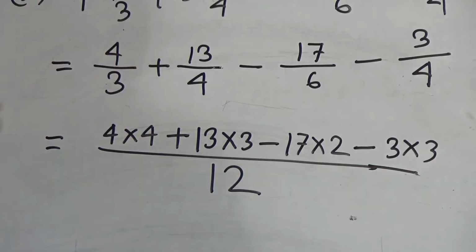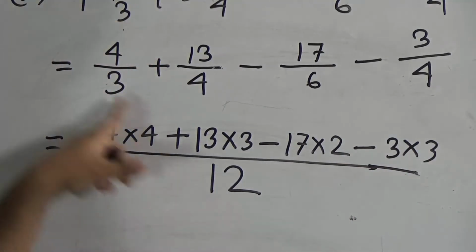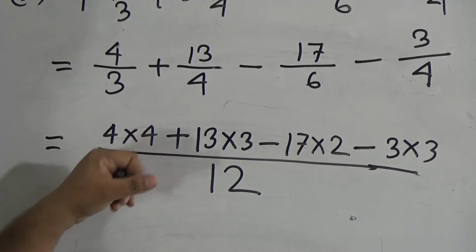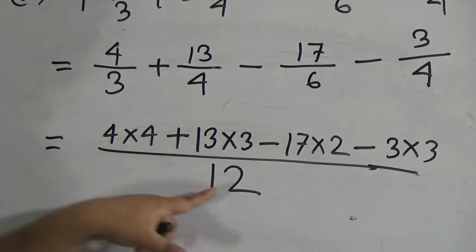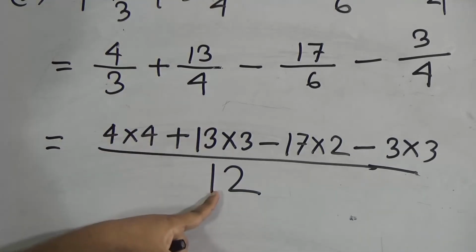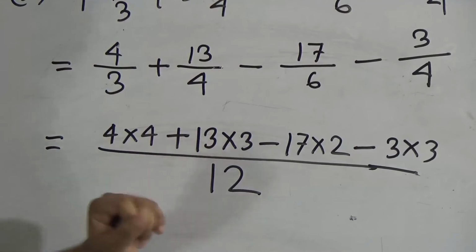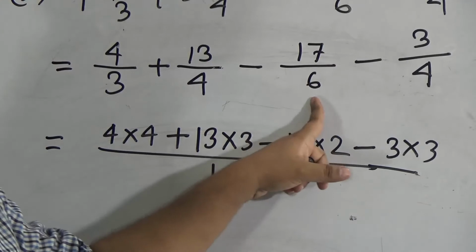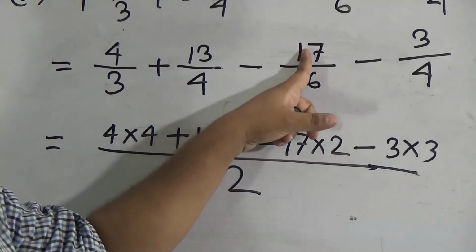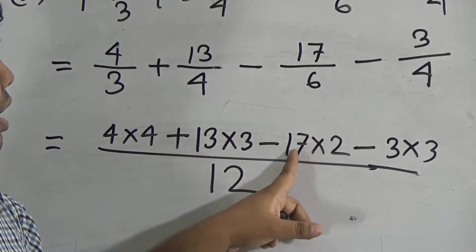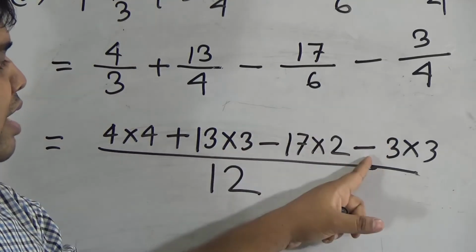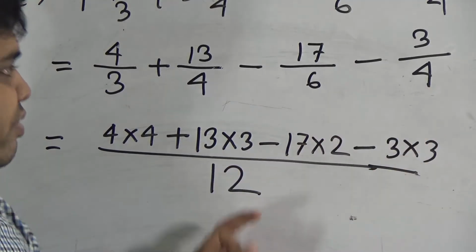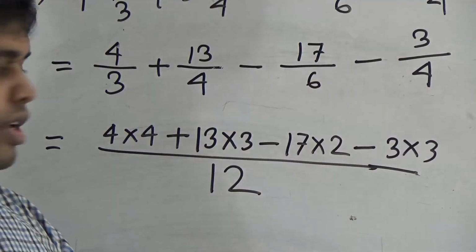Now my dear student, we shall check again. 12 is divided by 3 and we get 4. 4 is multiplied with this 4. Okay, it is done. Then plus sign is here. After that 12 is divided by 4 and we get 3. 3 is multiplied with 13. Okay, this is done. Then minus sign is here. After that 12 is divided by 6 and we get 2. That 2 is multiplied with that 17 and we get 17 multiplied by 2. Minus sign is here. After that we divide this 12 by 4 and we get 3. And 3 is multiplied with this 3, and 3 3s.